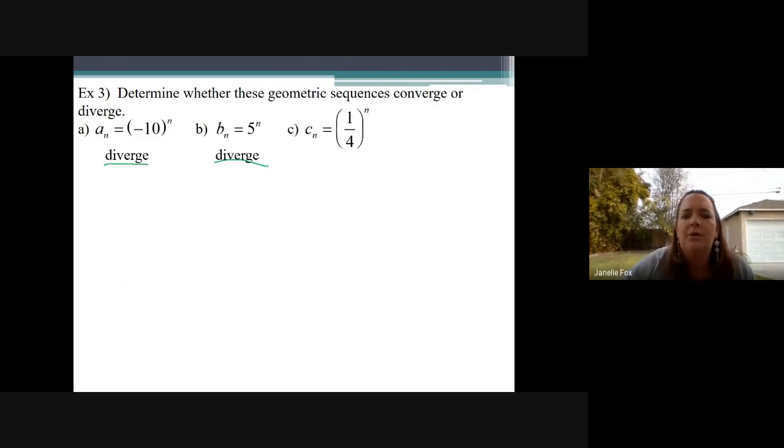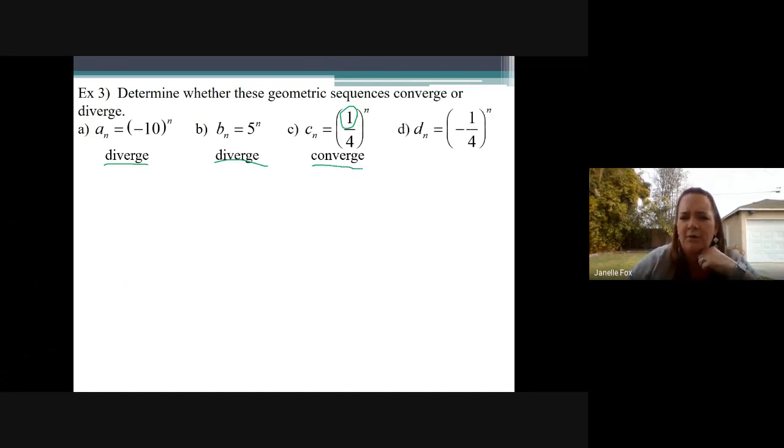Okay, let's do another example. This says c sub n is 1/4 to the n. Let's think about that. The first term would be 1/4. The next term would be 1/16. The next term would be 1/64. You know what I think? I think that the top number is always a 1, but the bottom number keeps getting bigger and bigger. You know what that means, guys? This is going to converge. Those numbers are going to get closer and closer to 0.